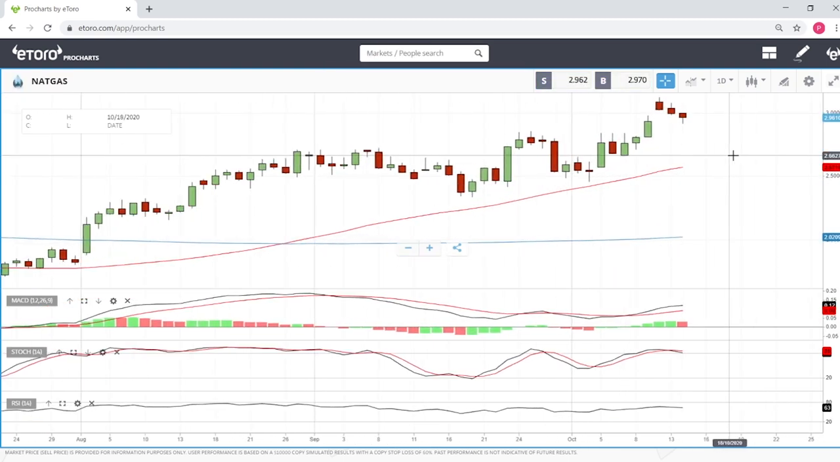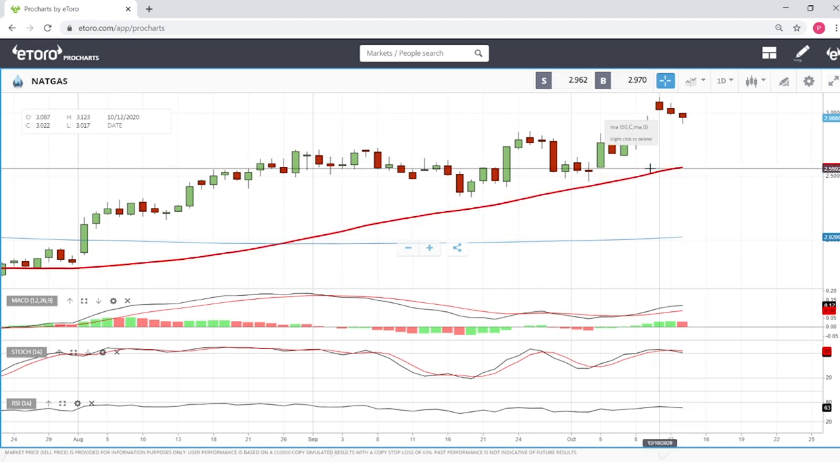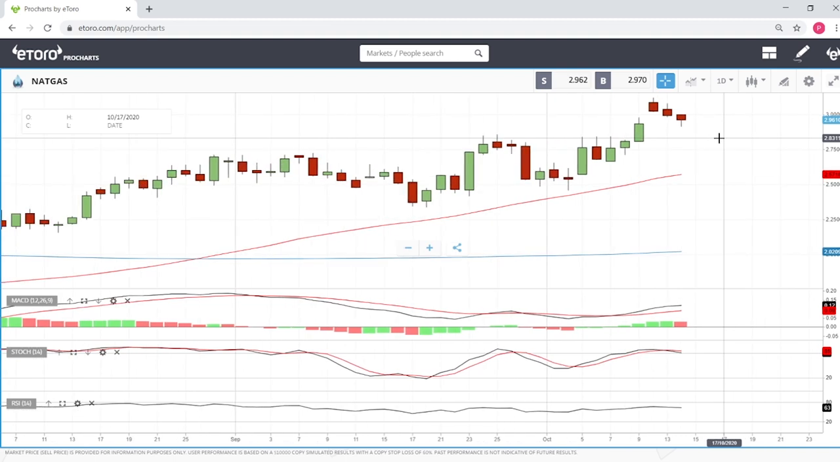So natural gas, as expected, has started to break down. Destination, most likely the 50 moving average. We have been testing the 50 moving average several times in the last few weeks, and it has been really supportive. So expect a bounce from the 50 moving average.